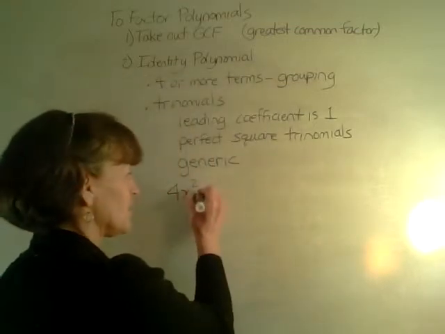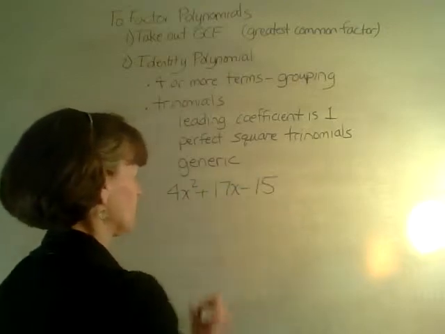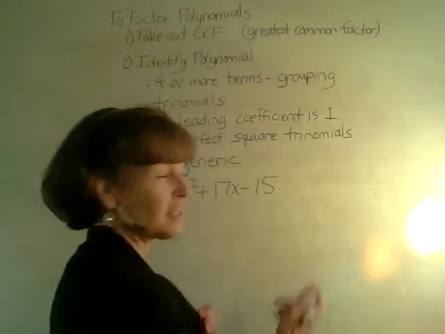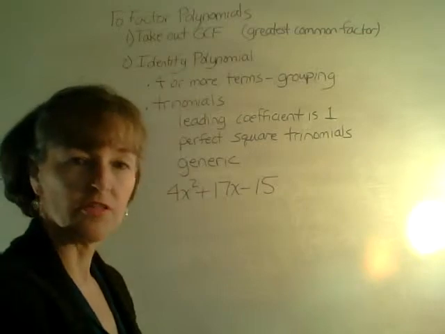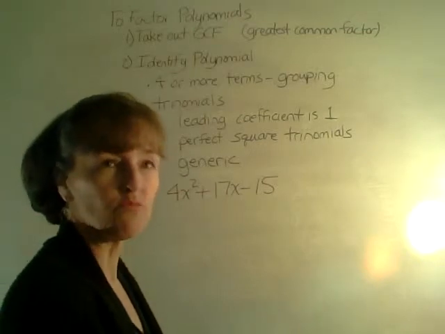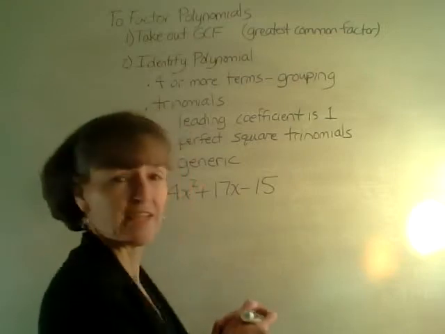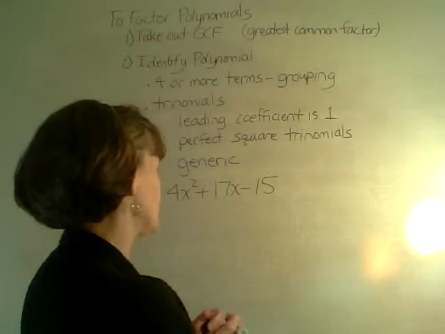4x squared plus 17x minus 15. Okay, I want to multiply my 4 and my negative 15. Now, I'm going to show you something here that is really helpful when you do have larger numbers. 4 and negative 15 is going to give me negative 60, and that's not too bad, but sometimes we really do have some large numbers there.